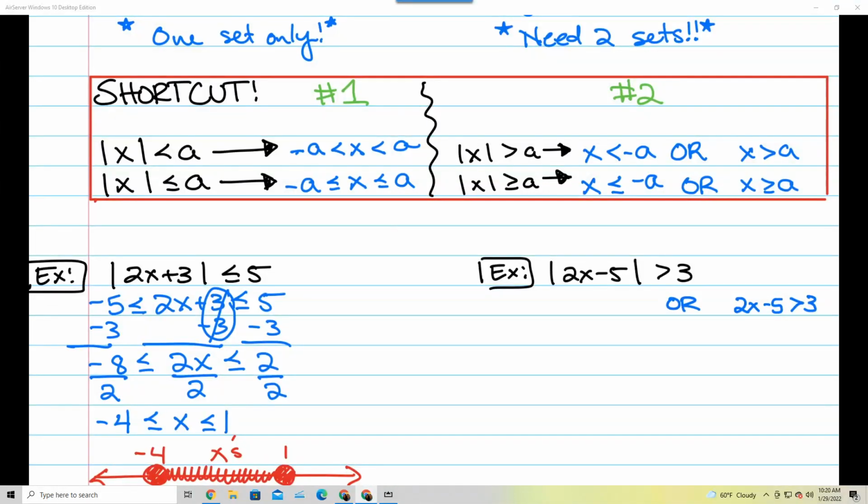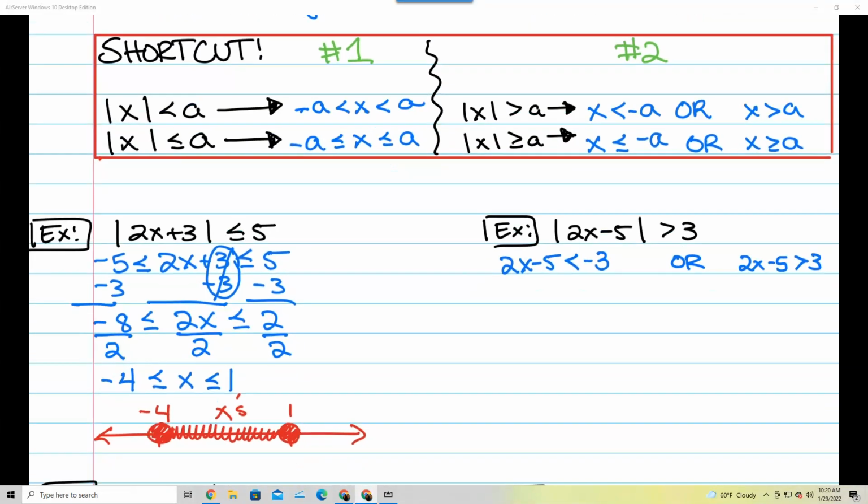Or the first set is the one that's weird. Remember, on the first set, you need to keep it. This thing needs to switch. This A needs to switch. So I'm going to keep it. That's going to be a 2x minus 5. This symbol needs to switch, so it turns into a less than. This number needs to switch, so it turns into a negative 3.